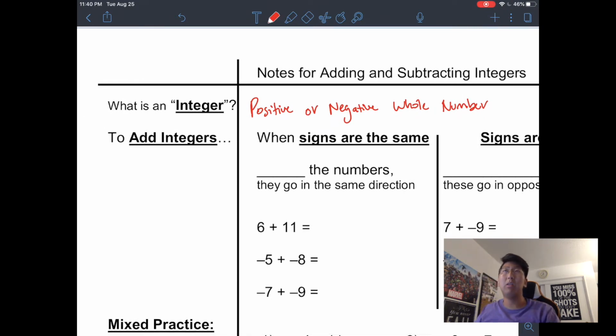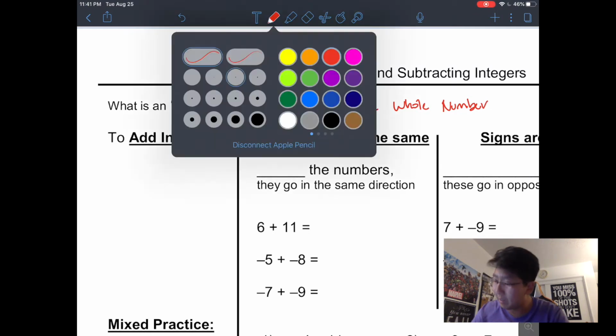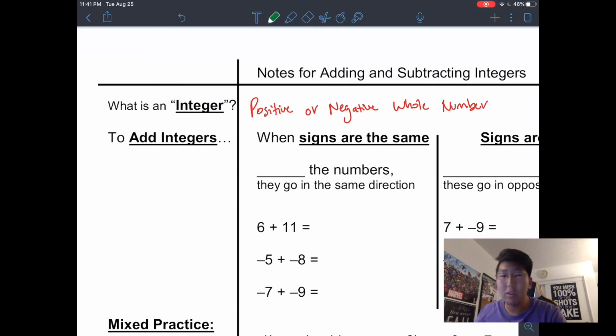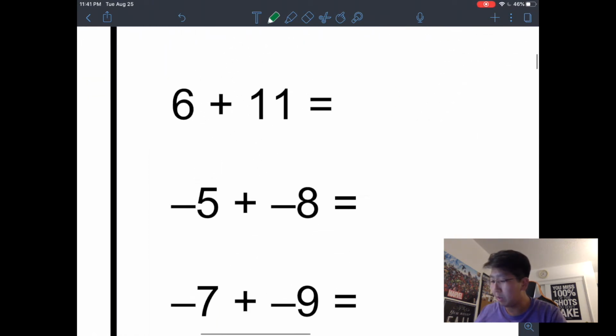So with that understanding, what do we do with integers when we add them? Integers: numbers, positive, negative, whole numbers. So we're going to be talking about what we do when we add them. So go ahead and click on the pencil again. I'm going to use green. When the numbers are the same, okay? So we're going to take these examples right here.